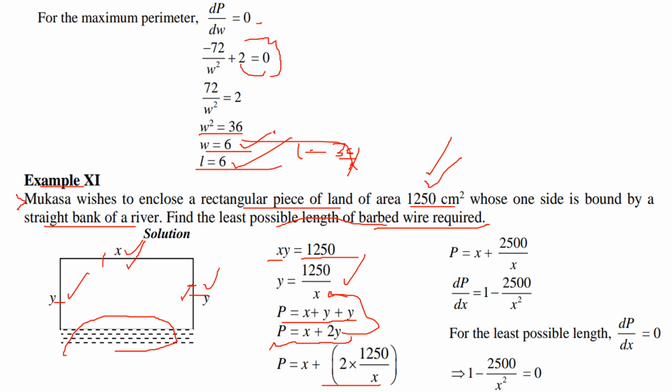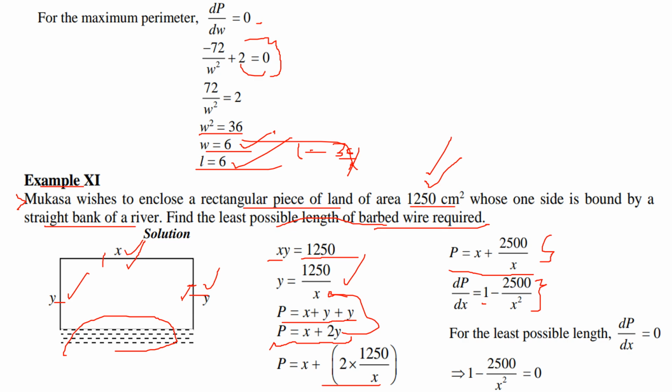Simplifying everything, you're going to end up with a perimeter expression being equal to x plus 2500 divided by x. Then we find the derivative, since this one can easily be differentiated. The derivative of x is going to be 1. The derivative of 1 divided by x is the same as negative 1 divided by x squared, which multiplies the 2500 for us to end up with that expression.